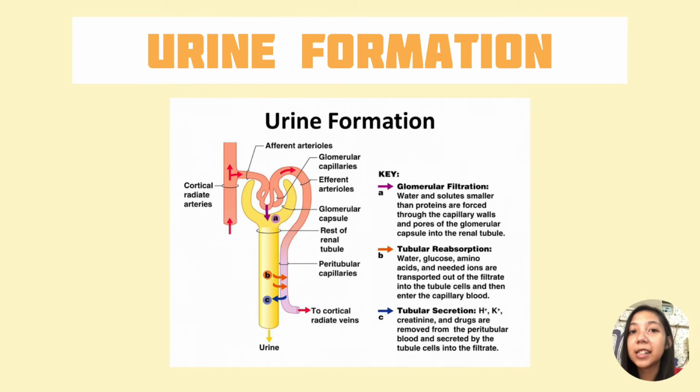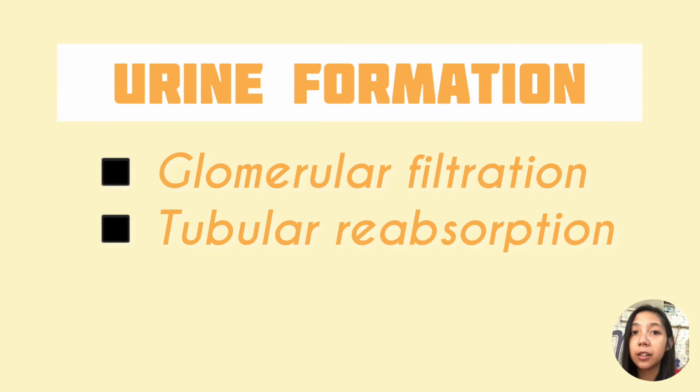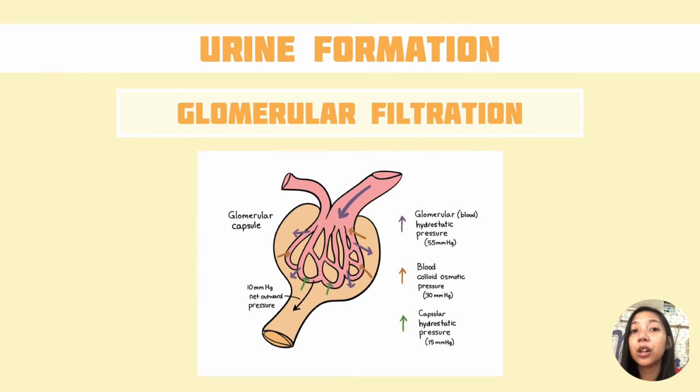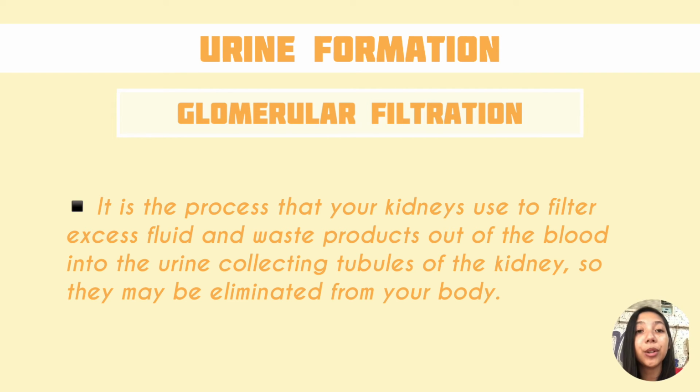Urine formation is a result of 3 processes including glomerular filtration, tubular reabsorption, and tubular secretion. Number 1 is glomerular filtration. It is the first step in making urine. It is the process that your kidneys use to filter excess fluids and waste products out of the blood into your urine collecting tubules of the kidney, so they may be eliminated from your body.